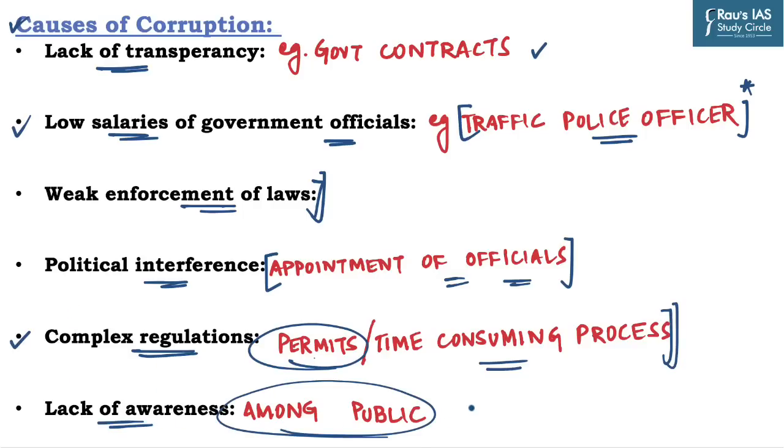And the last one is lack of awareness among general public. Many people in India may not be aware that paying a bribe to government official is illegal, and they also do not know how to report the corrupt activities. And this lack of awareness make it difficult to address the corruption effectively. So we have discussed the major causes behind the corruption in India. Now we will take forward our discussion to discuss the legal framework for fighting corruption.